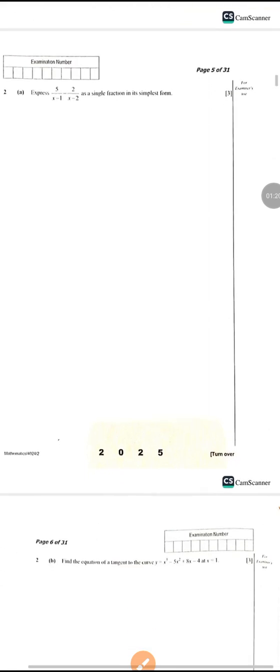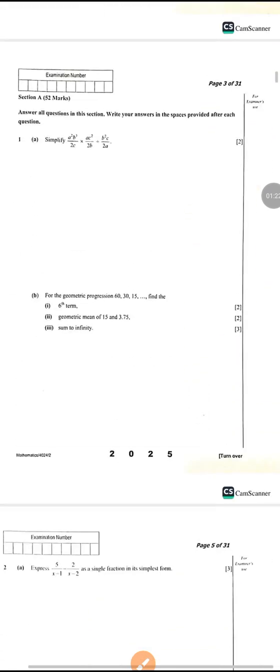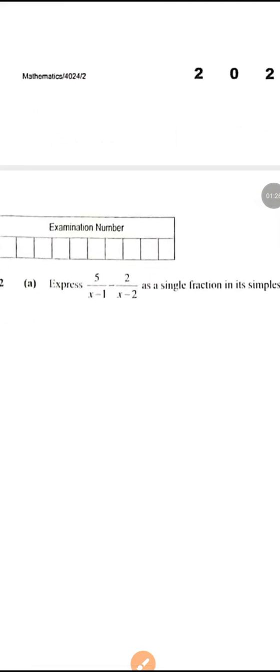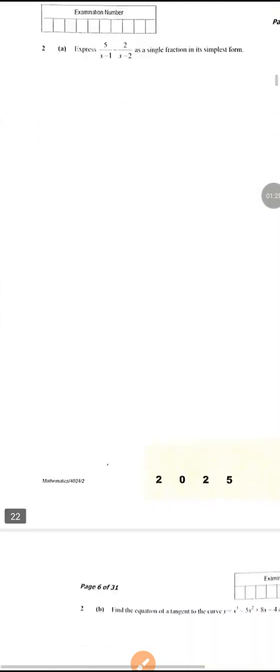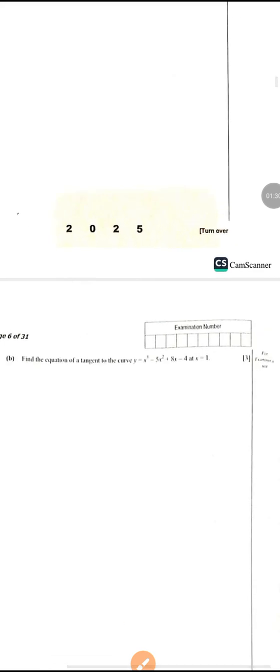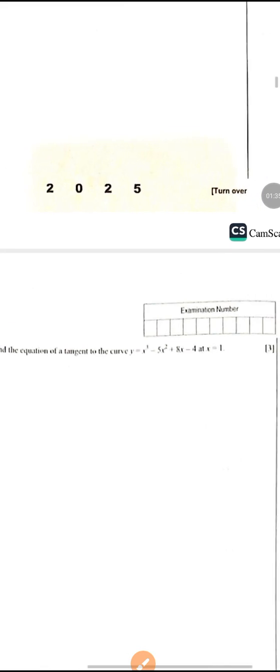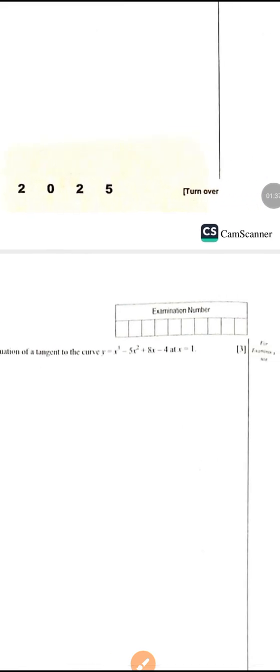I hope you're able to see. Okay, let me just zoom the question so that you may be able to see clearly. I'll be zooming the questions in case you are writing down and want to go through. Okay, we've been told to find the equation of the tangent to the curve x to the power 3 minus 5x to the power 2 plus 8x minus 1 at x equals 1.